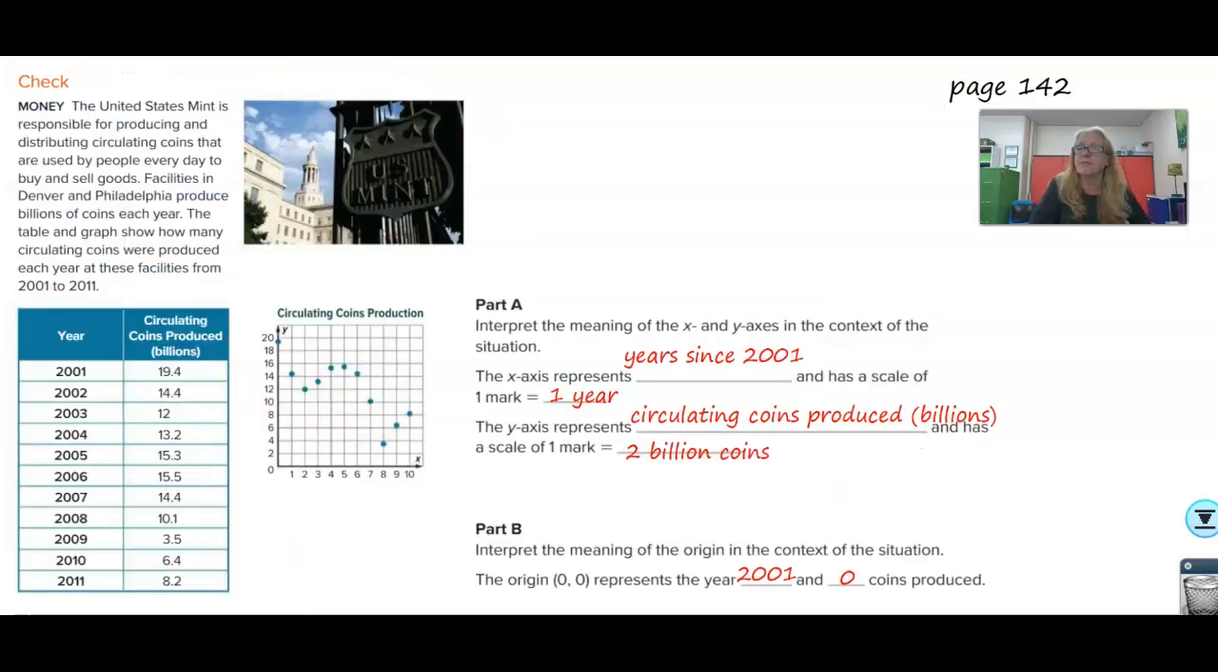Moving on. The United States Mint is responsible for producing... You think the Mint's going to go out of business now that everybody uses debit cards? Do you think we still need cash money? Or do you think it's just going to go to cards?